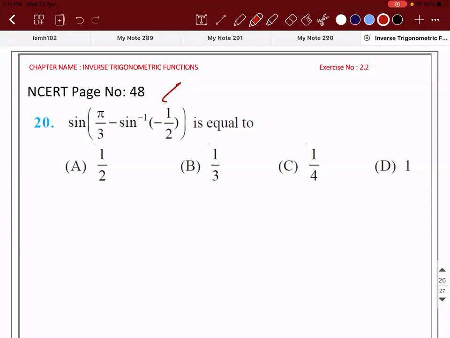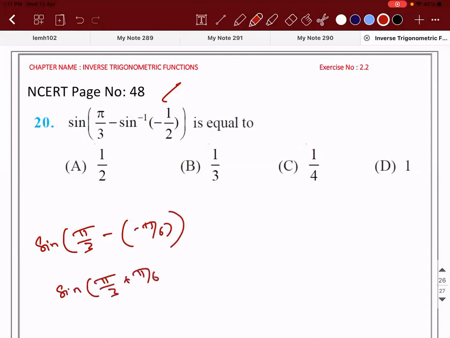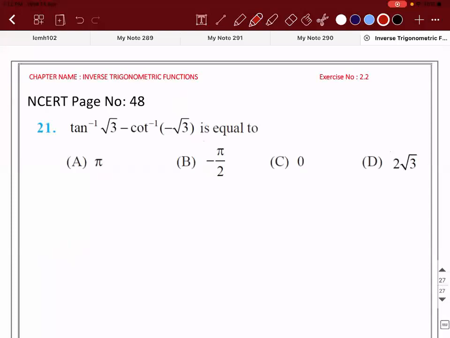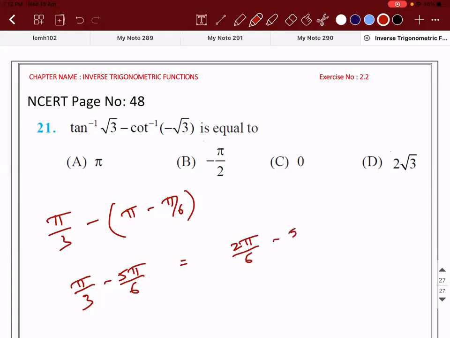Sine inverse of half is pi by 6. Sine inverse of minus half is minus pi by 6. So sine of pi by 3, you already have a minus, and you are getting a minus pi by 6. So sine of pi by 3 plus pi by 6, 60 plus 30, 90. Sine pi by 2 is 1. Tan inverse root 3 is pi by 3, 60 degrees, minus cot inverse of minus root 3, which is pi minus 5 pi by 6. So pi by 3 minus 5 pi by 6, this is 2 pi by 6 minus 5 pi by 6. It is minus 3 pi by 6 or minus pi by 2.